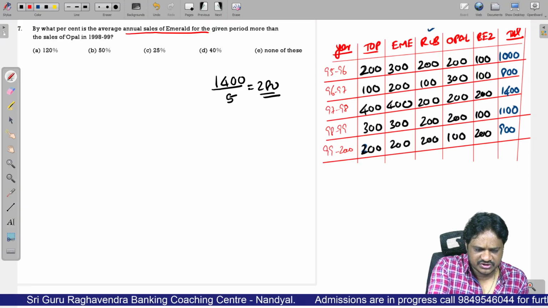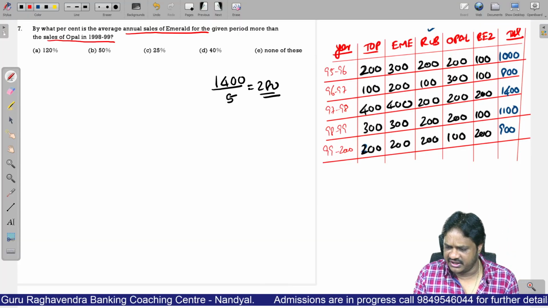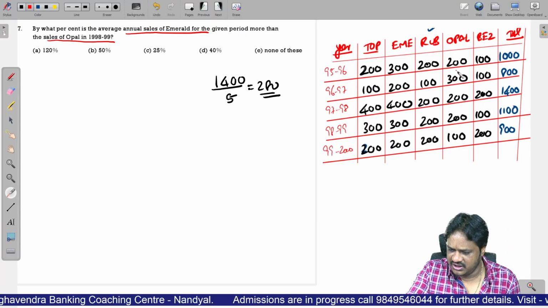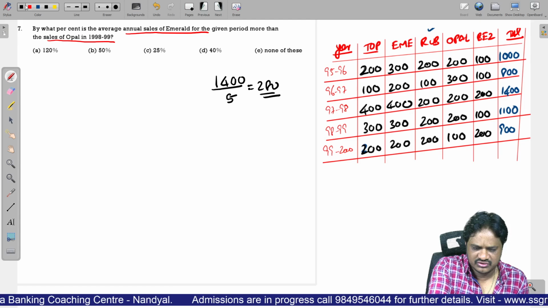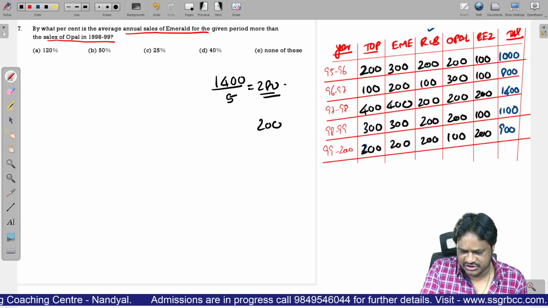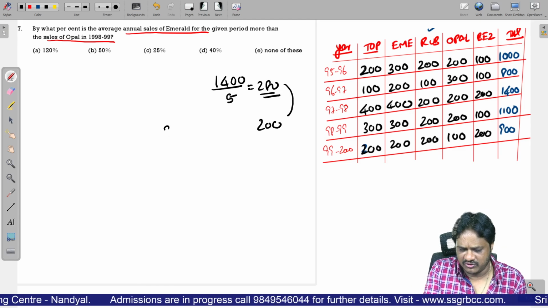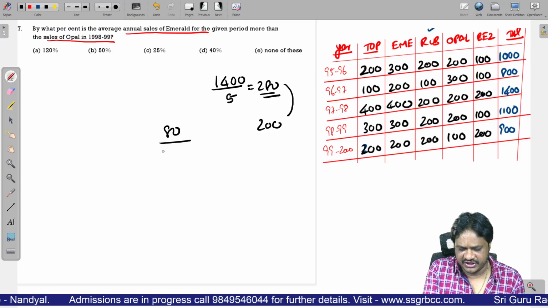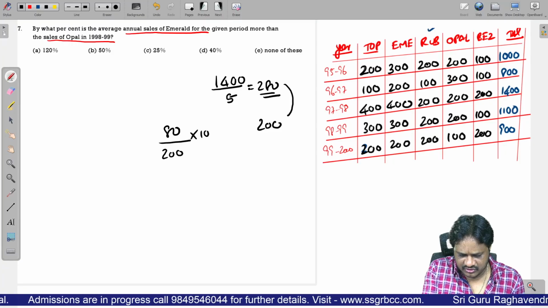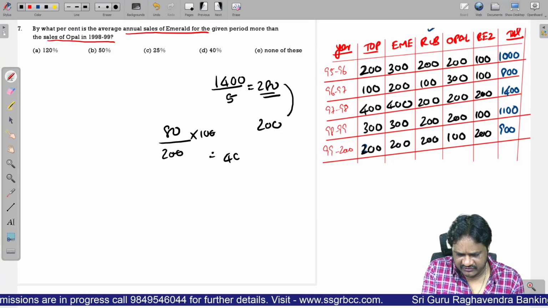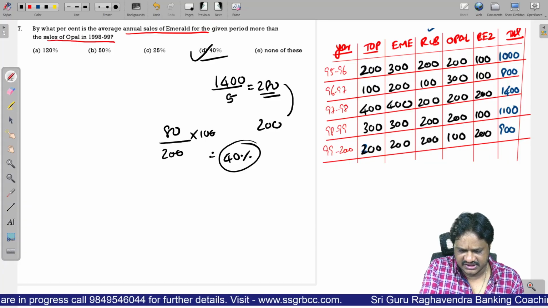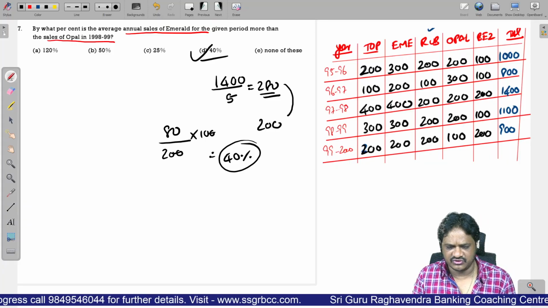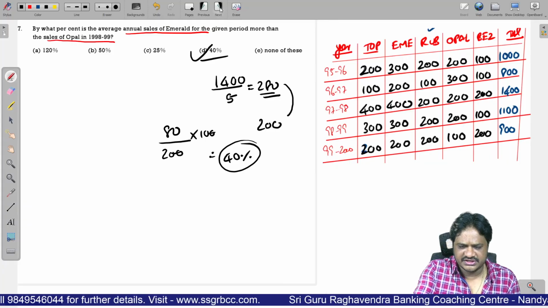It is more than opal in 98-99. This is opal in 98-99, 200. The question is, 280 is more than 200 by how much? 80. From where it is more? 200, into 100. We will get 40%. Answer is 40%. Option 2. Let us see the next question.